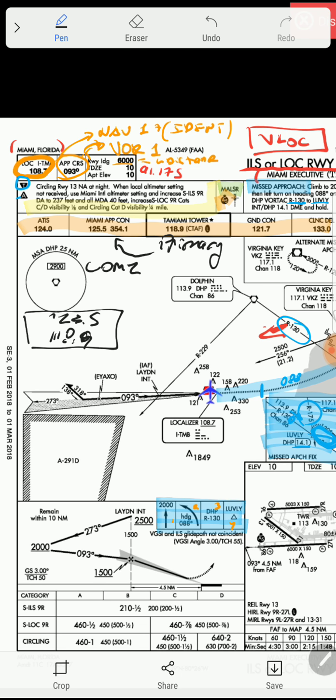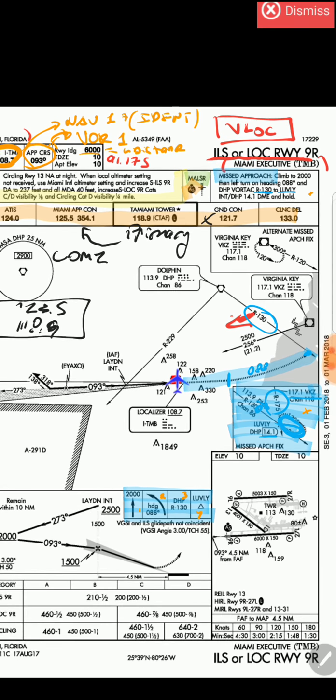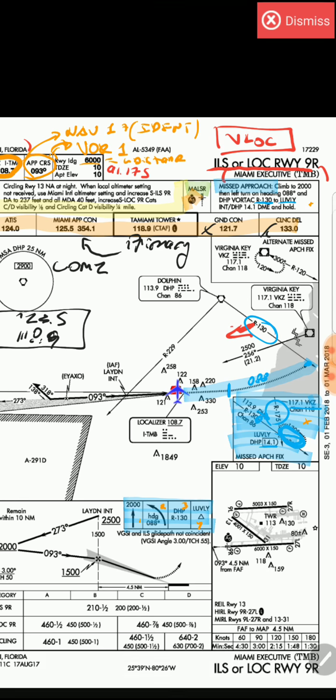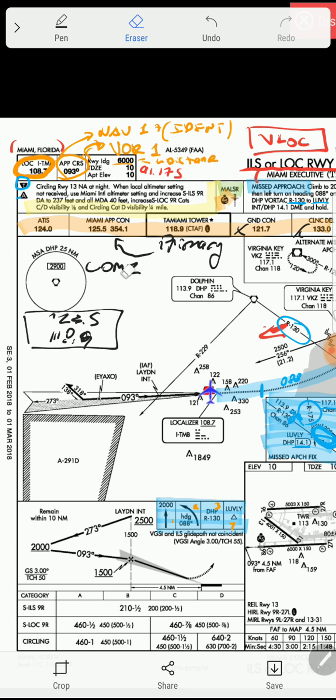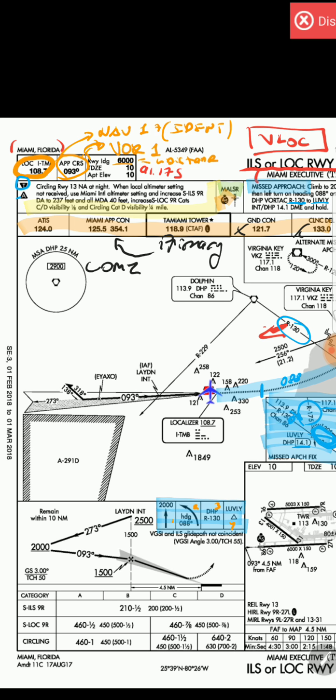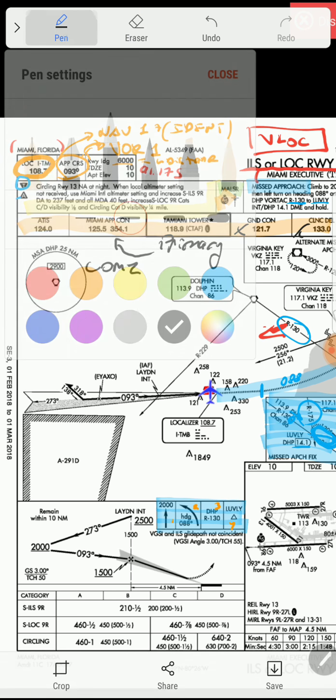And if you want to set up the ground control and the clearance delivery frequencies too, feel free to do that. But once you're on the ground, you have time to fix it. The thing is, priority has to be given to the approach control and to the Tamiami tower. So let me raise this pretty quick. Cool. Any questions so far?